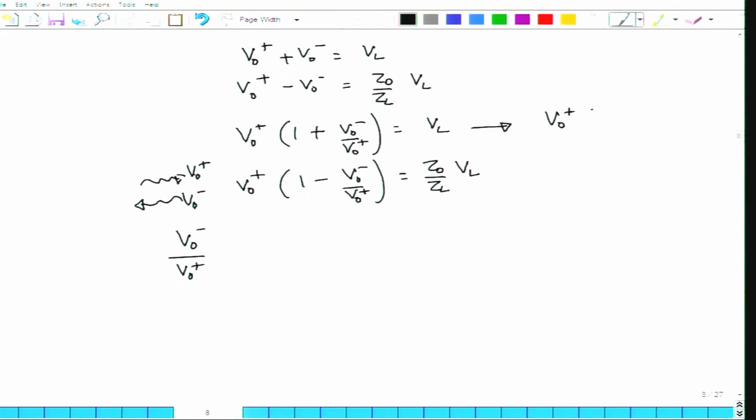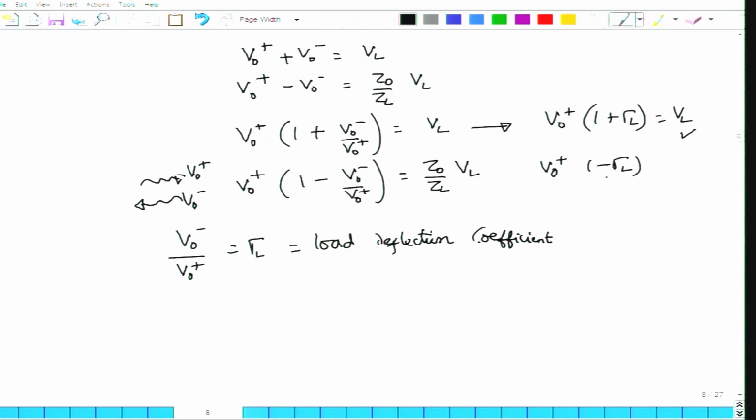So, this equation can be simplified to write V0 plus into 1 plus gamma L is equal to VL, where gamma L is the load reflection coefficient. This ratio of reflected amplitude to incident amplitude is called the load reflection coefficient, denoted by gamma L at the load point, and that is what I have used in this expression. I can simplify the second equation by writing V0 plus into 1 minus gamma L, which would be equal to Z0 by ZL into VL.